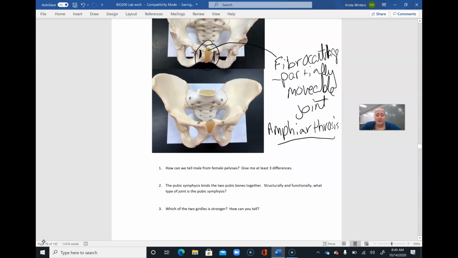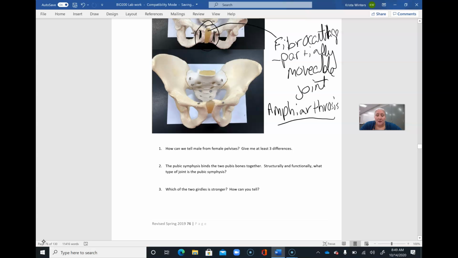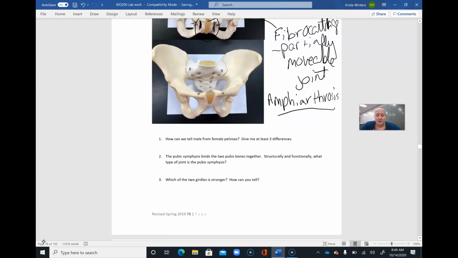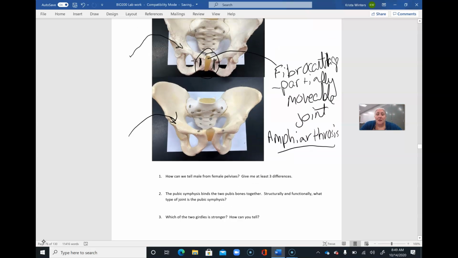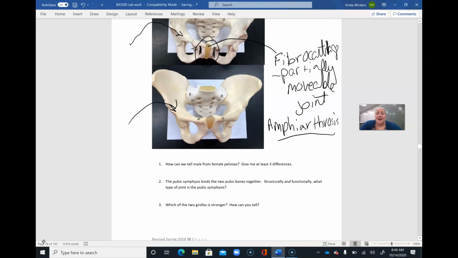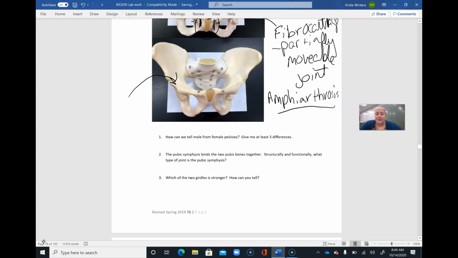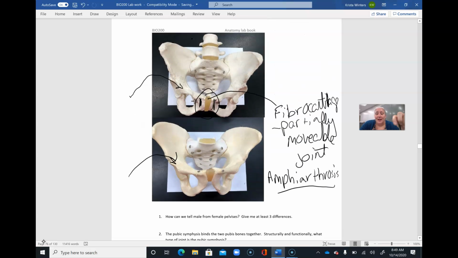The next part are some questions that you're going to answer. One of those questions is how we tell between male and female pelvises. I want you to use your textbook to look at both types of pelvis. Here we have one male and one female. I'm not going to give you how you tell them apart, but I want you to identify at least 3 differences between a male and female pelvis. I would like you also to tell me which is male and which is female of this one and this one.